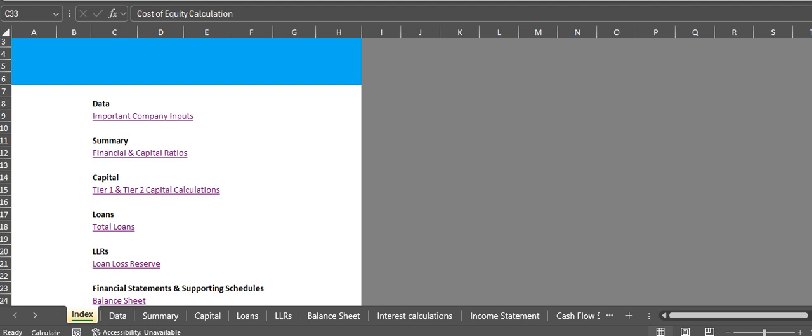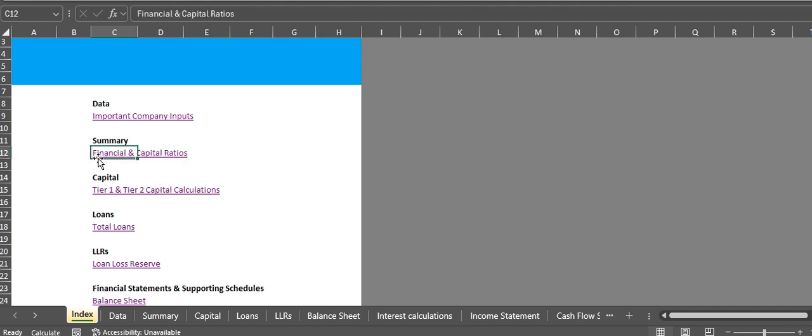So in this video we are going to discuss the financial model of JP Morgan. It's an investment banking company, and we will discuss each and every aspect of the financial model for that. So you are seeing on the screen, this is the index sheet. Then we have the first tab, it's important company info.